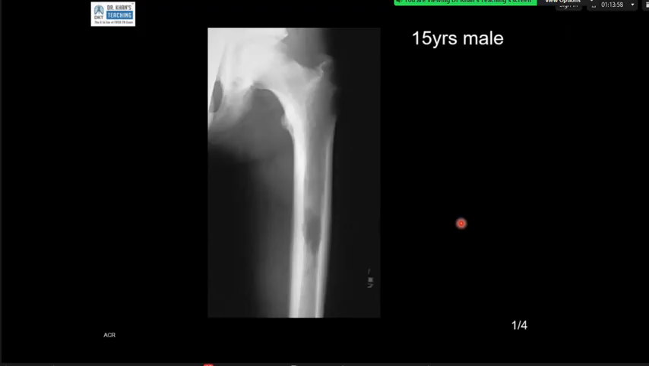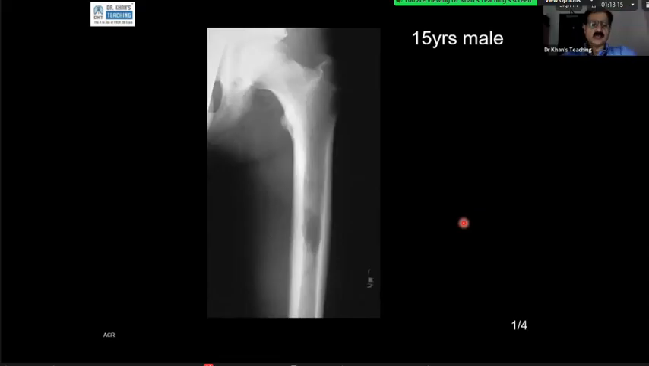I'm seeing a lytic lesion, which is predominantly within the medullary cavity in the diaphyseal region of the femur, and it has got a relatively narrow zone of transition. Although at places it is looking like a wide zone also, particularly at the inferior and medial aspect. So my differentials for this lesion in this age group, I'll think about a possibility of histiocytosis.